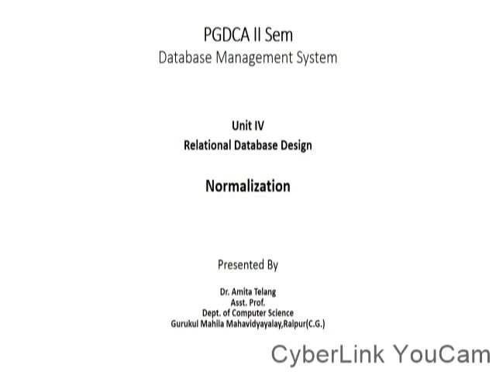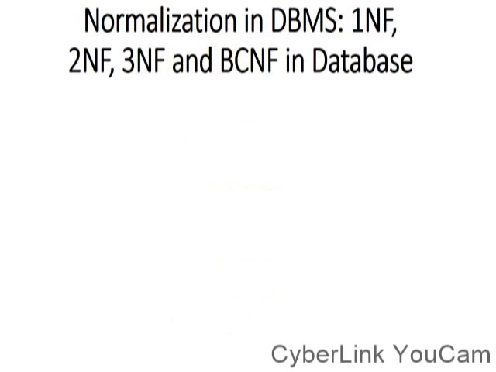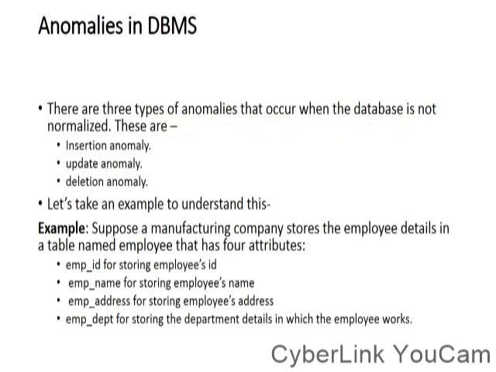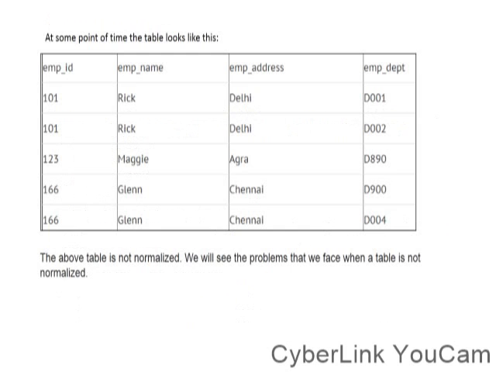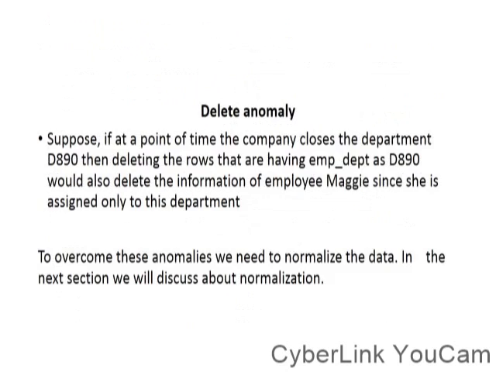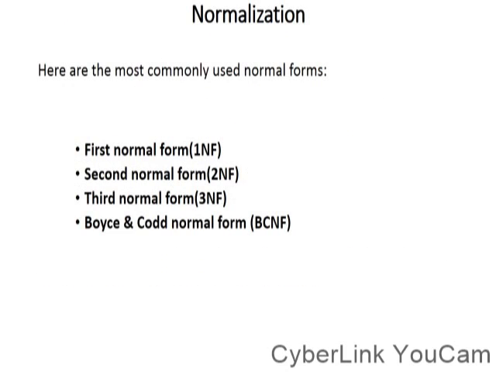We were looking at the subject database management system, and we were going through the topic relational database design, normalization. As we saw in our previous lectures, what normalization is, what the various types of anomalies are, and we also saw the first normal form. Today we will see second normal form.